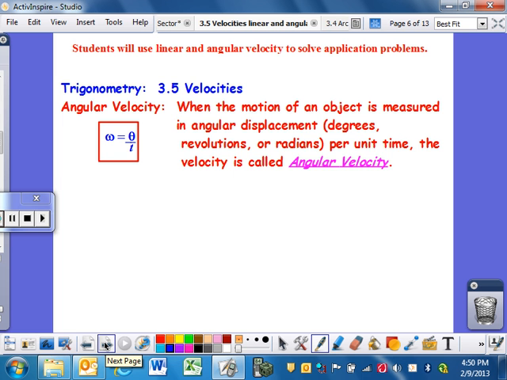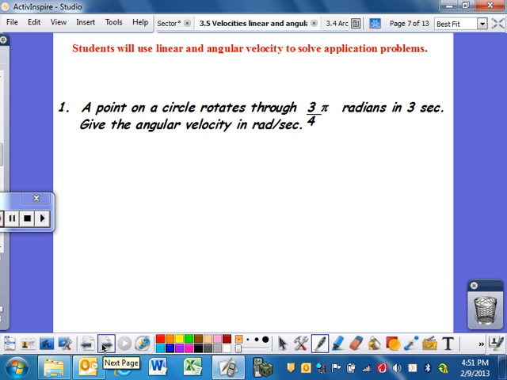So let's look at this scenario. I gave you the quick idea using the Ferris wheel. Now we're going to go through a bunch of other ones. If I ask for angular velocity, you need to find this formula on your salmon sheet. Plain and simple. And we're going to base it off of radians per unit of time. That's what we want to push towards for angular velocity. So here's an example. If I give you a point on a circle rotates 3 pi over 4 radians in 3 seconds, I would like to know the angular velocity in radians per second.